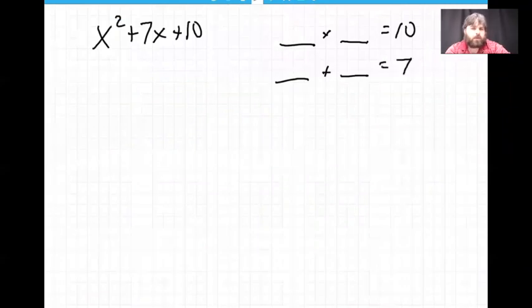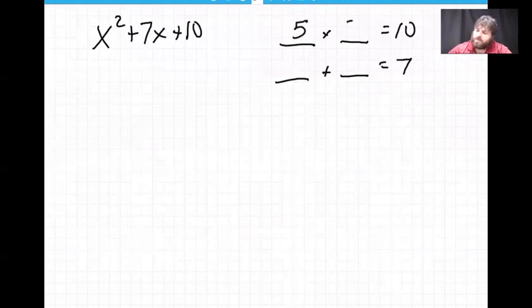So what two numbers multiply to be 10 that add to be 7? Let's see, I could do 10 times 1, that makes 10, but does it add to be 7? No, it adds to be 11. What about 5 times 2? That makes 10. What does it add to be? It adds to be 7.